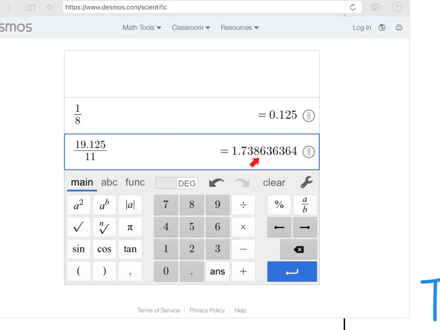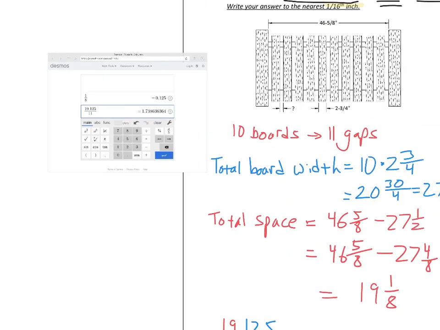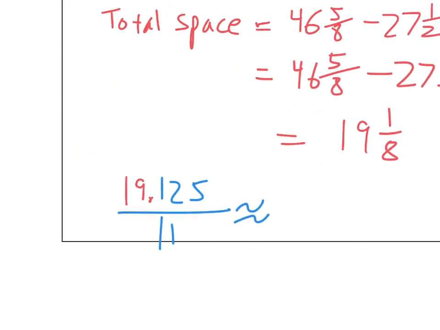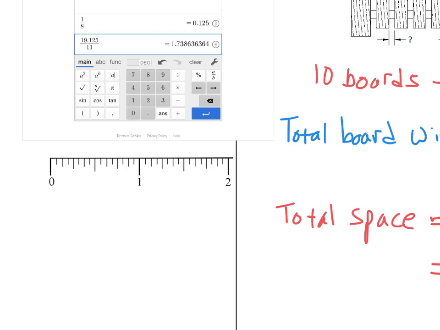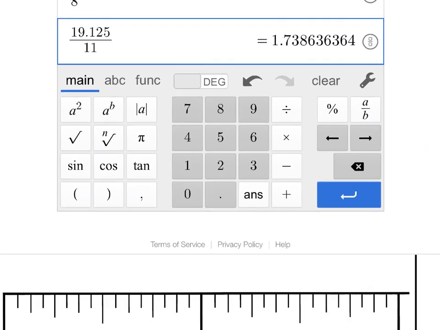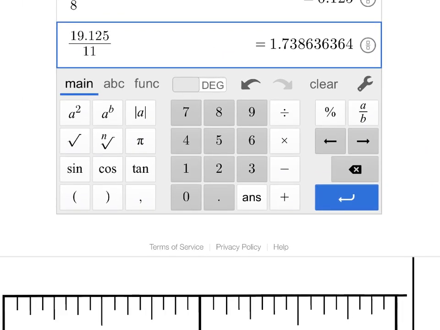So it's 1.7386 approximately. I'll write that down, 1.7386. That little squiggly means approximately. Now, the question is, on our ruler, which mark is that? We know that on our ruler we've got all these little spaces. The question is, which one of these spaces is closest to 1.7386, and so on and so forth? Now you might have a guess, but we want to find this exactly.